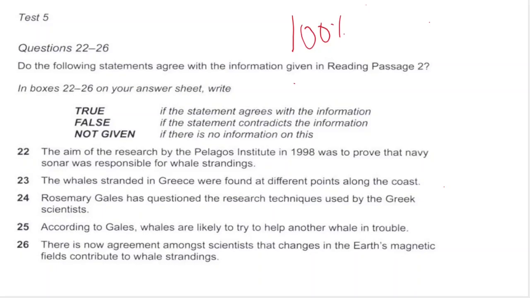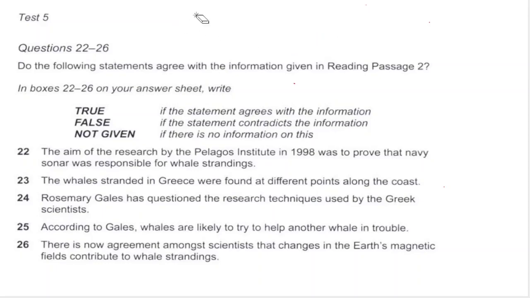These questions do not require reading. Reading is not required for these types of questions. A lot of students, they start by reading the passage and then going back to the questions and try to answer.